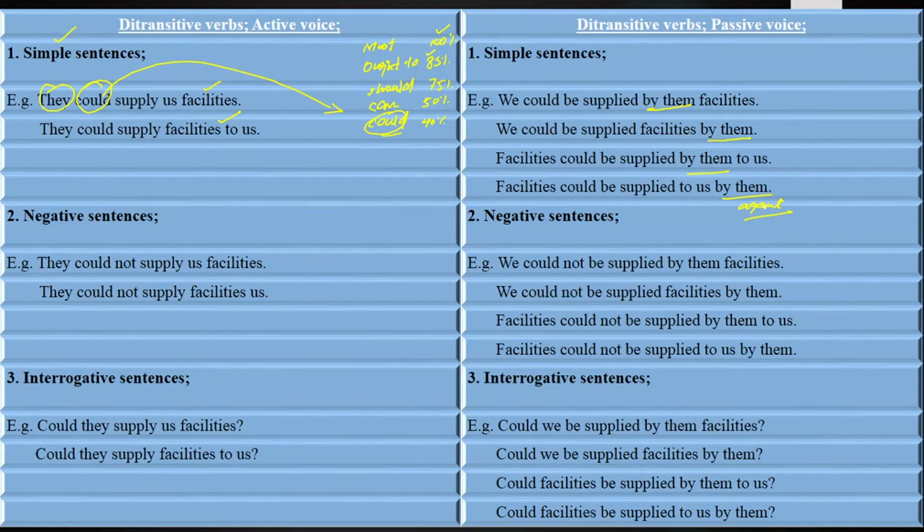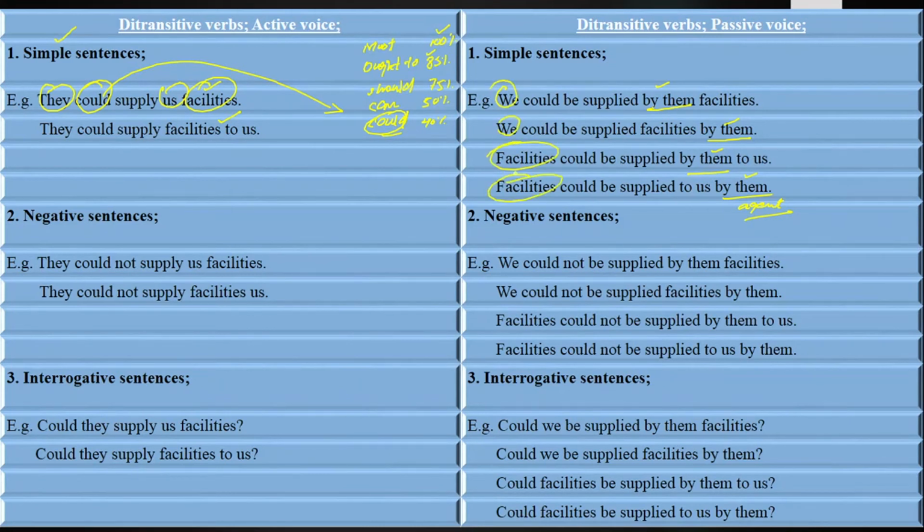And what is the definition of agent? It tells us who does an action. So by them the action is being done, so over there they are the doer of an action. And when you bring the object "us," whether indirect object or the direct object "facilities," in the place of subject, you make "us" into "we," and "facilities" as it is.